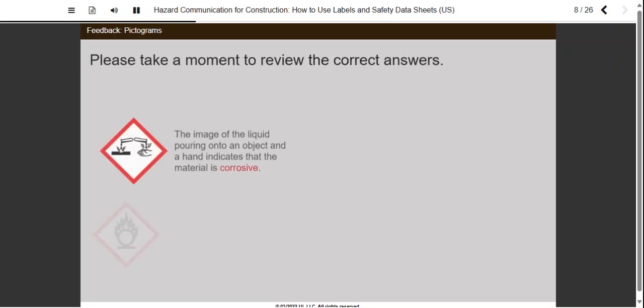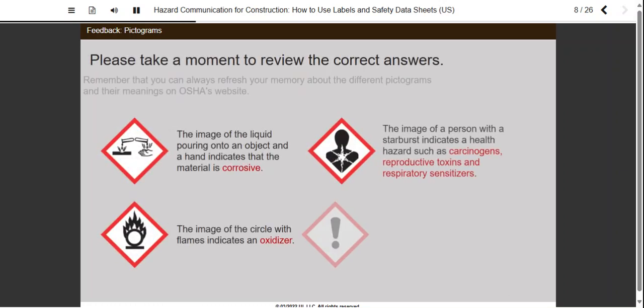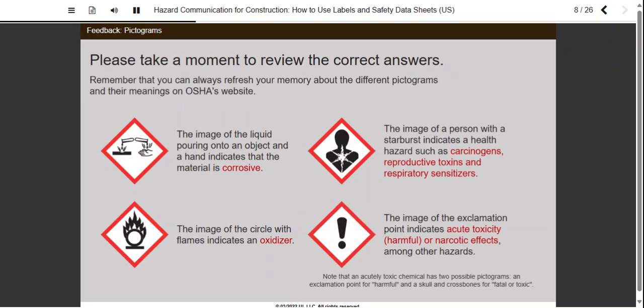Please take a moment to review the correct answers. Remember that you can always refresh your memory about the different pictograms and their meanings on OSHA's website.